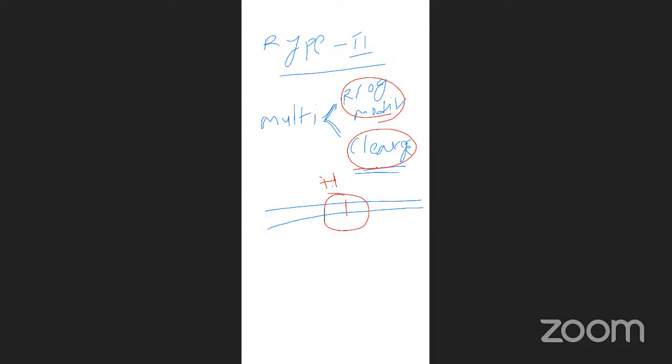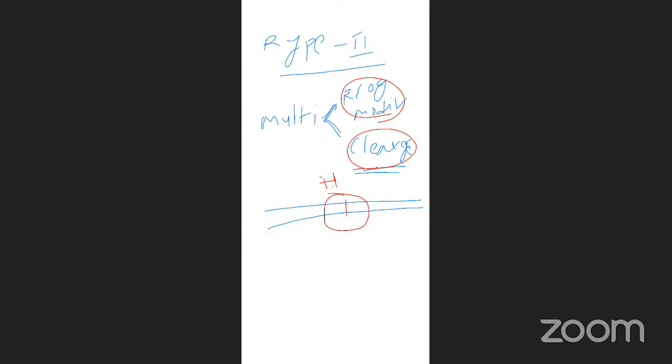What about type 1? Yes, Mg2+ and ATP energy. Both are required. ATP energy is required, and also the Mg2+ cofactor is required. But in type 2, only the cofactor is required. No use of ATP energy.